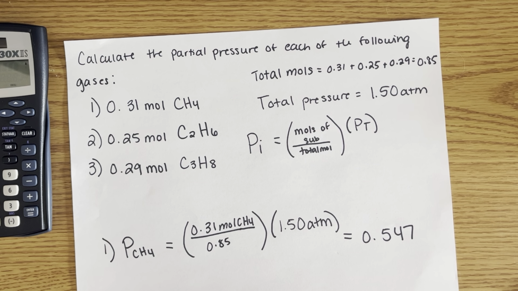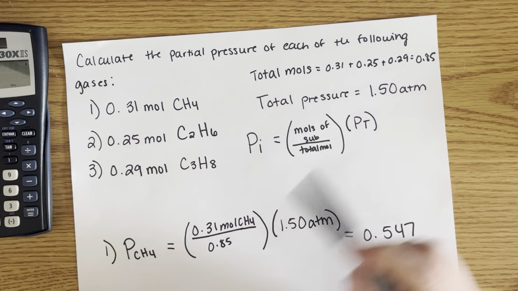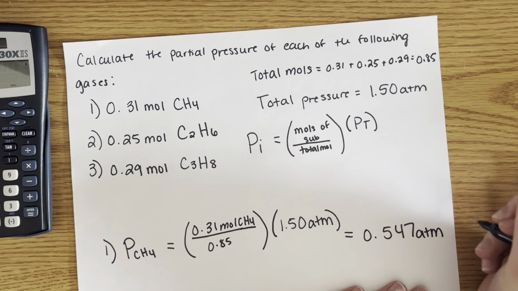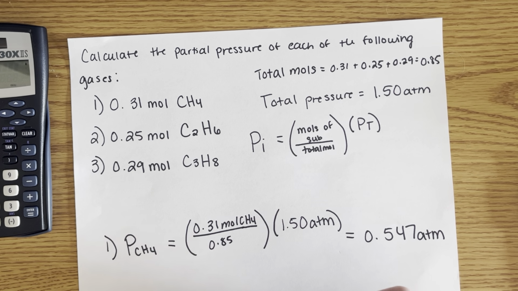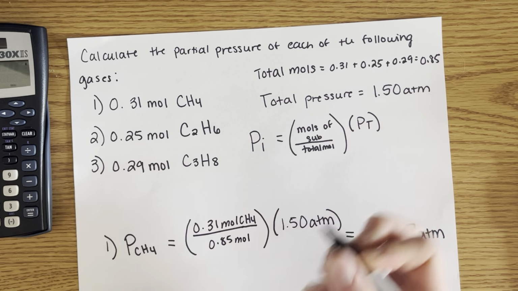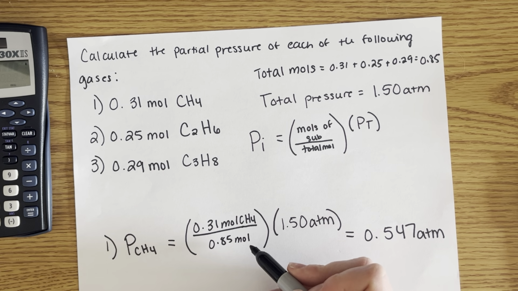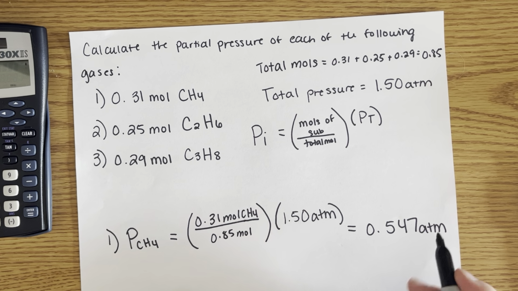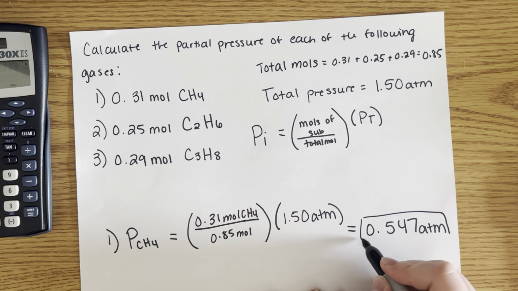Now, partial pressure, since the total pressure is in atm, your unit for this one would also be in atm. Because here, I should write the units. Moles would both cancel, and you'd be left with atm as your final unit, which is why you'd have atm here.